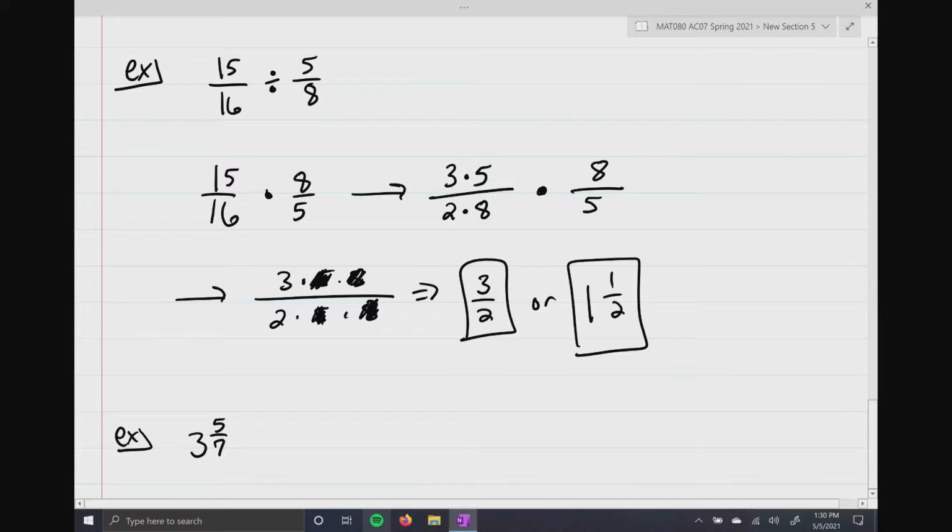How about 3 5/7 times 35? Good, you try that.